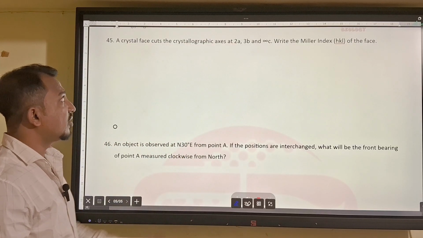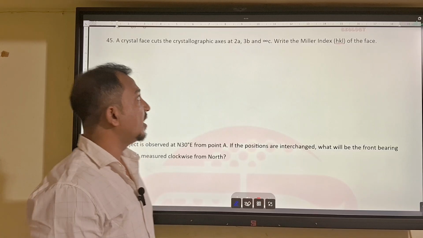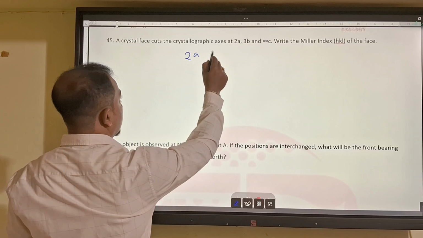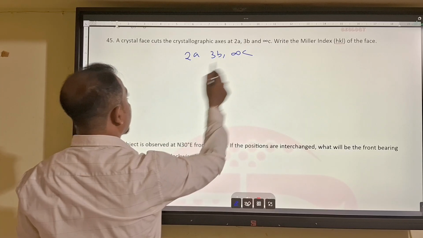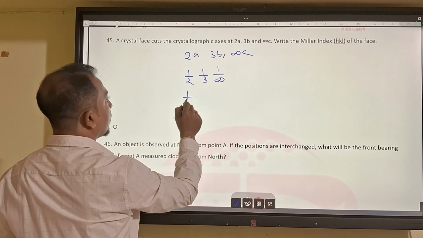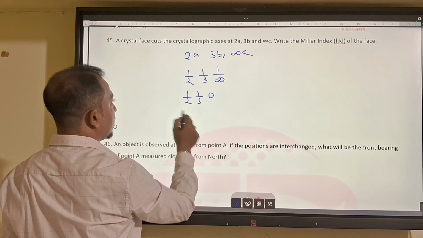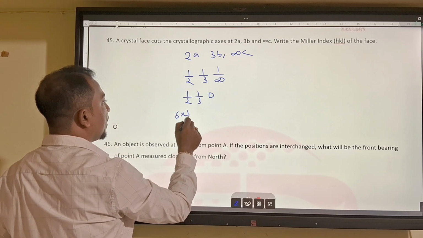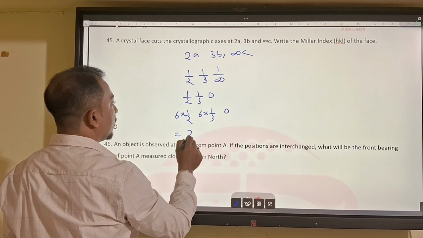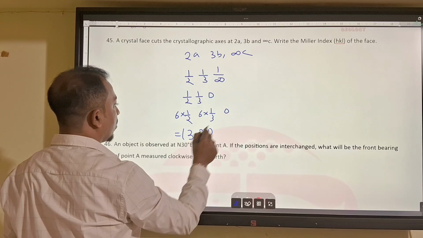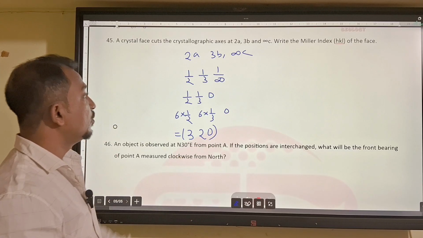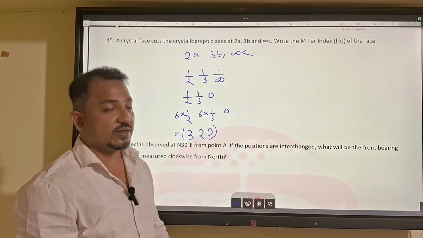Next, a crystal phase cuts the crystallography axis as 2a, 3b, infinite c. You have to calculate the Miller indices. So in Miller indices, you just have to take the reciprocal. So 1 by 2, 1 by 3, 1 by infinity, which is 0. The LCM will be 6. 6 into 1 by 2, 6 into 1 by 3, and 0. It will be 3, 2, 0. This is the hkl phase of the Miller indices.